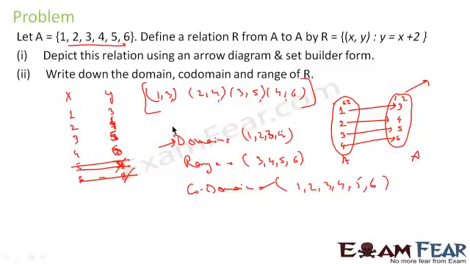On the arrow diagram also we can find domain and range. Domain is any element on the left hand side for which we have an output, for which we have a reference on the right hand side. Similarly, range is any value on the right hand side for which we have a reference on the left hand side. So this solves the problem.